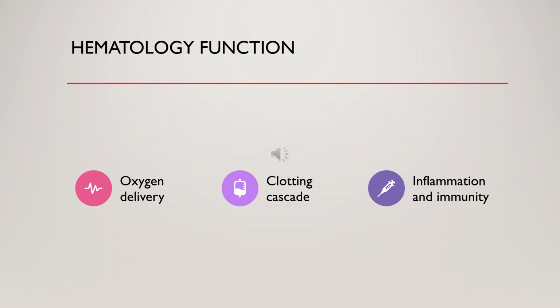So what this means is that if there's a problem with your blood, we're going to have problems with oxygen delivery. We're going to have a problem with clotting. We're going to have a problem with immunity and inflammation. So anything that interrupts what our blood is doing, either we have too much of something or not enough of something, or we're being overrun by infection, all of this is going to be affected.